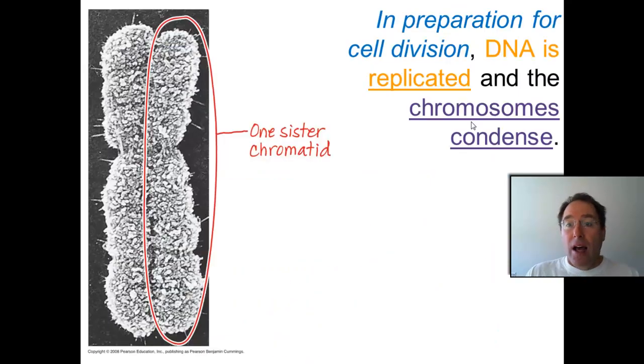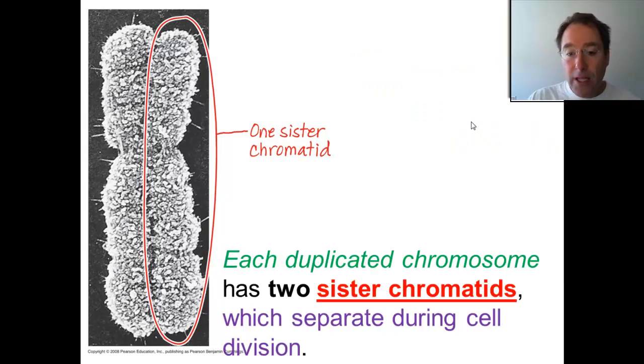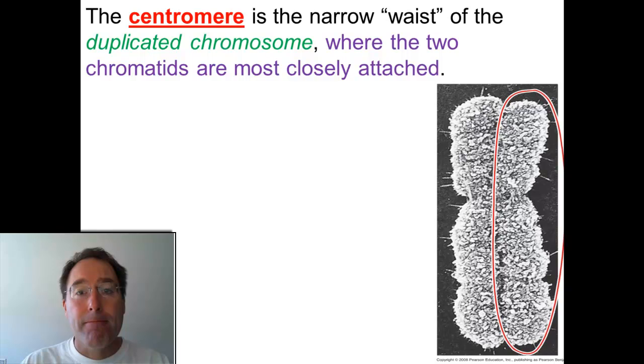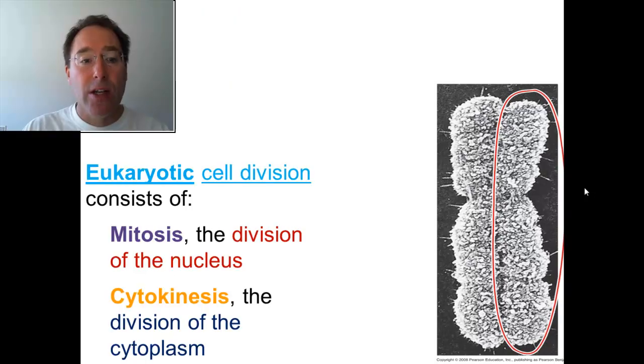Here you go. Here's one sister chromatid, and we already talked about how chromosomes only look like this X in preparation for division. Most of the time it doesn't look like this X. The verb is condensing: the DNA is condensed down. Here's two sister chromatids. They're each duplicates of one another. One of them was the original. Here's a centromere. We talked about that a minute ago. It's the narrow waist of the duplicated chromosome. It's where they're attached.